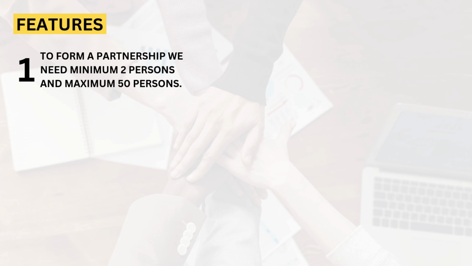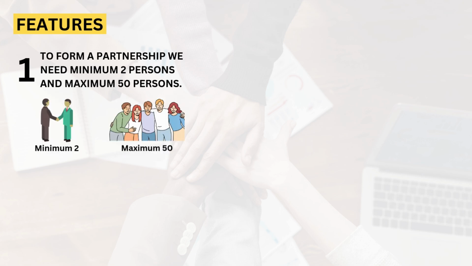Now the features. To form a partnership, we need minimum 2 persons and maximum 50 persons. Though the Partnership Act 1932 does not prescribe the maximum number of partners, it is prescribed in the Companies Act 2013 to be 50.